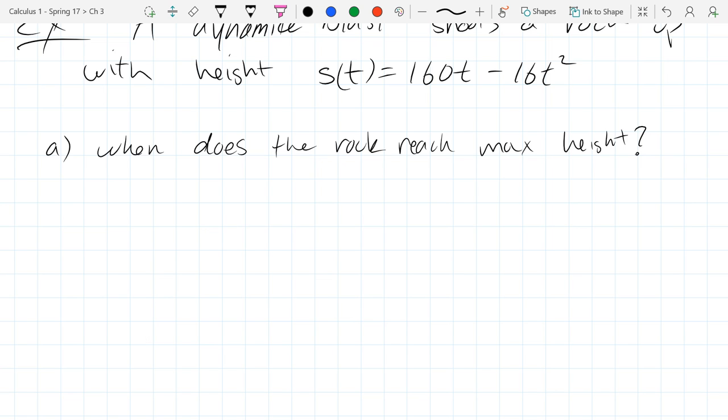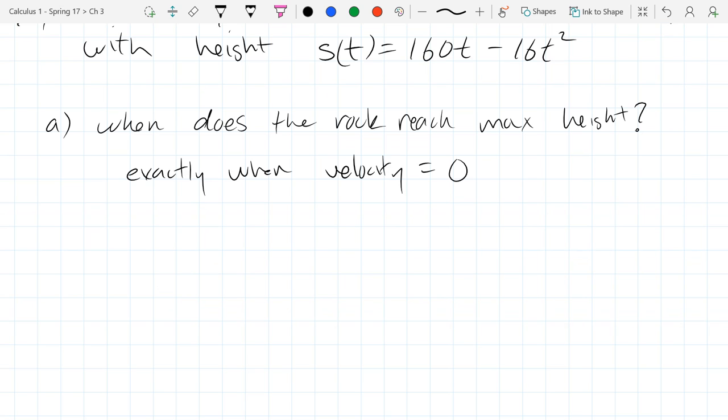So when does the rock reach max height? Exactly when velocity is 0. So we're trying to solve v of t equals 0, which of course is s prime of t. That's velocity as it relates to position. So we're going to take a derivative, set it equal to 0. So go ahead and do that right now.